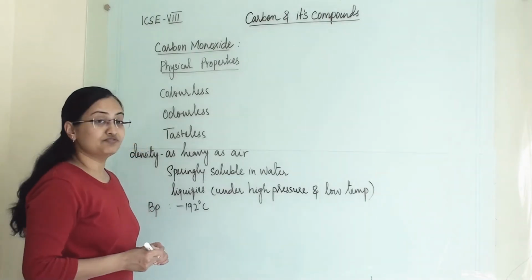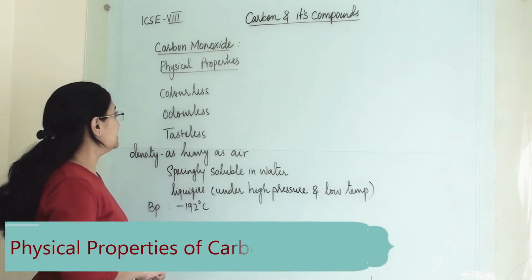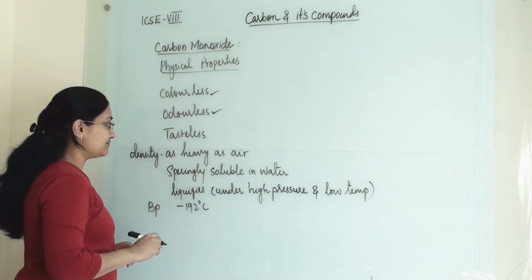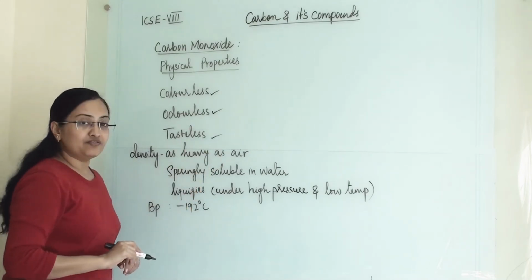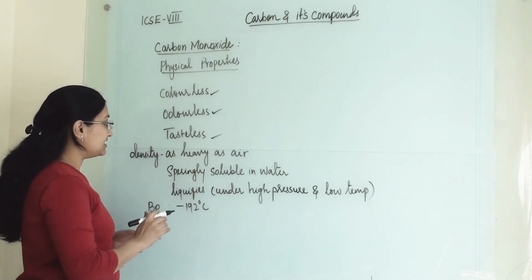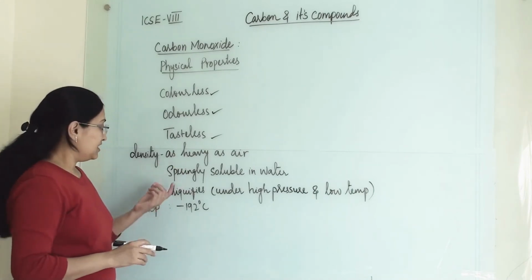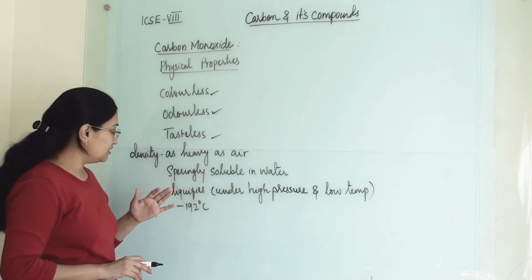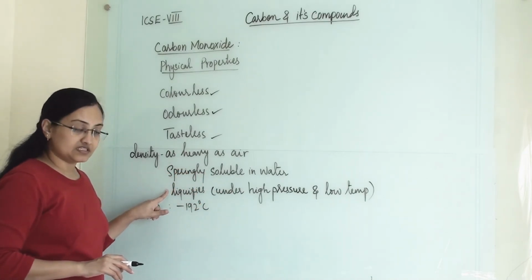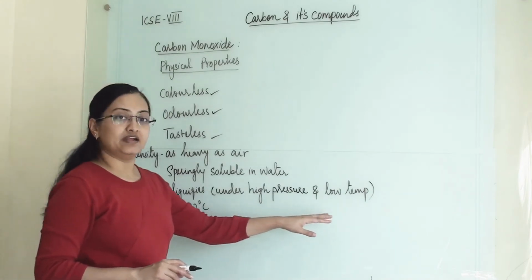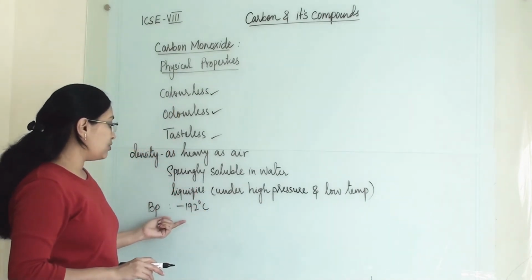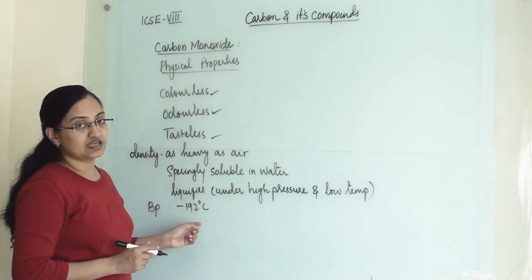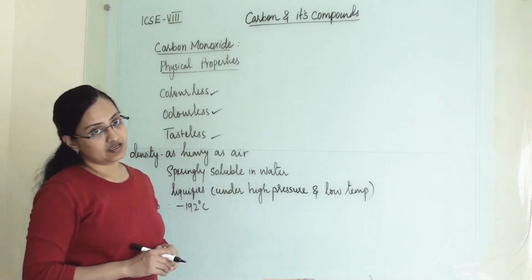Let's first discuss the physical properties of carbon monoxide. As we know, it is a colorless and odorless gas. It is tasteless. When we talk about its density, it is about as heavy as air. It is sparingly soluble in water, which means its solubility is very low. It liquefies under high pressure and low temperature, and its boiling point is -192 degrees Celsius. It is a highly poisonous gas.